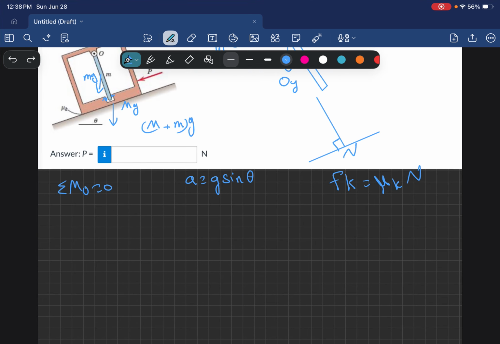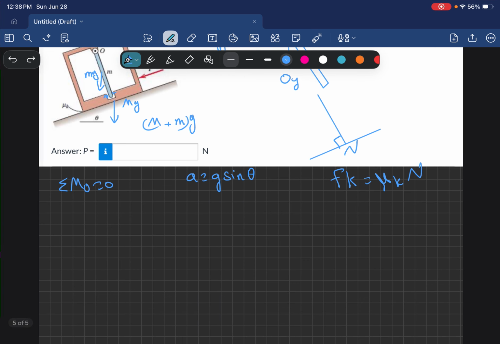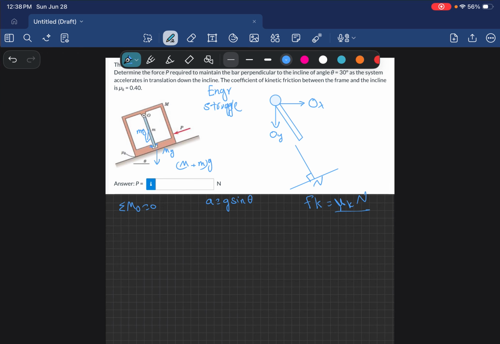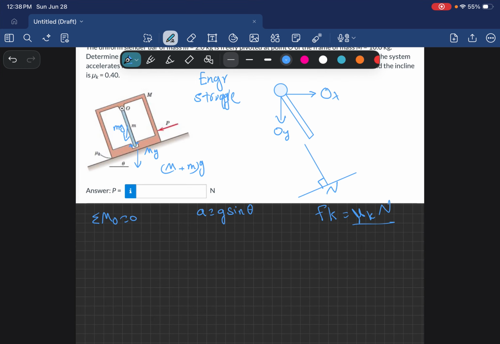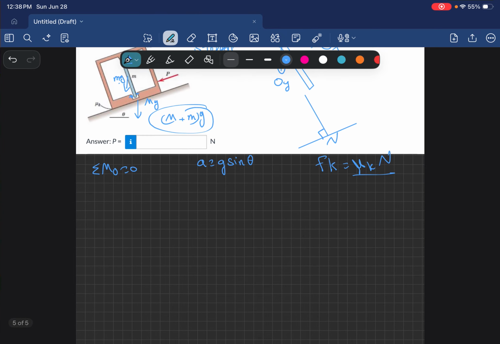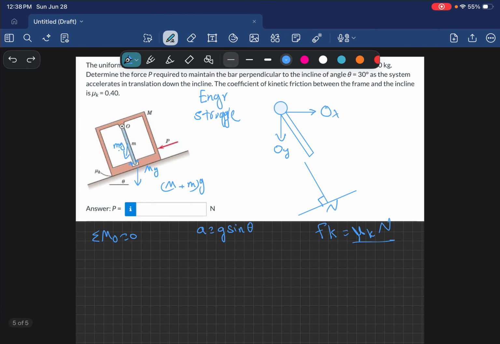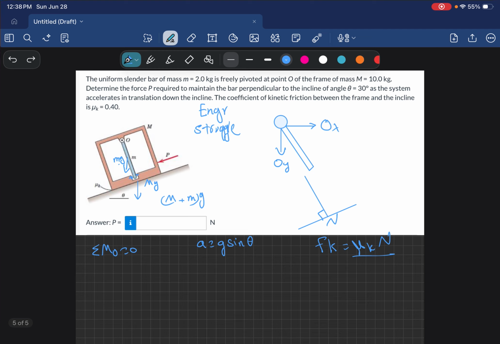Since that's perpendicular, we have f sub k equals this, and we can also use this as mg and capital MG, which we can combine like this. And we also have theta equals 30 degrees, and this part equals 0.40.